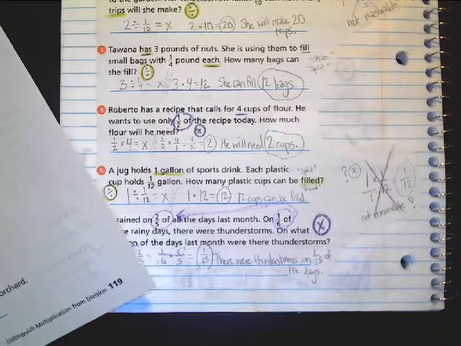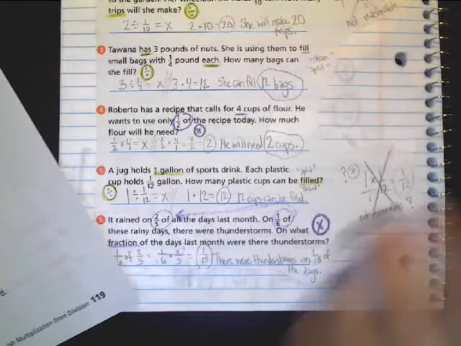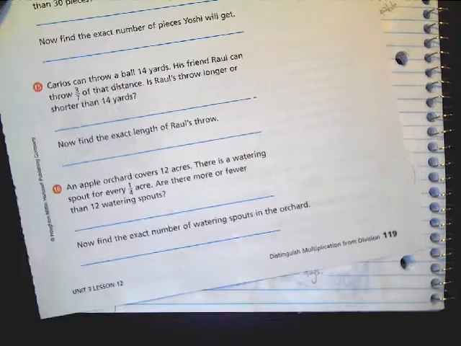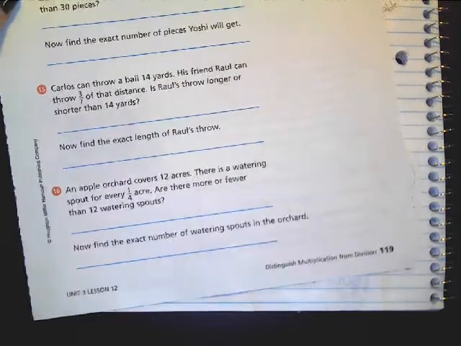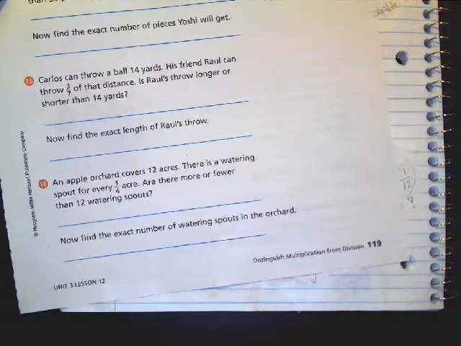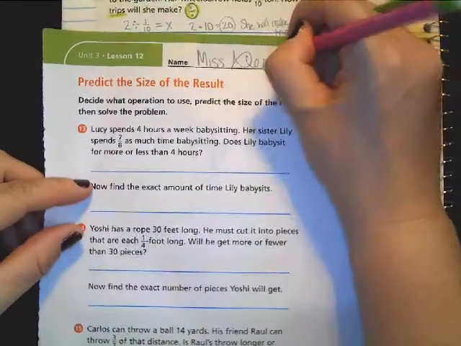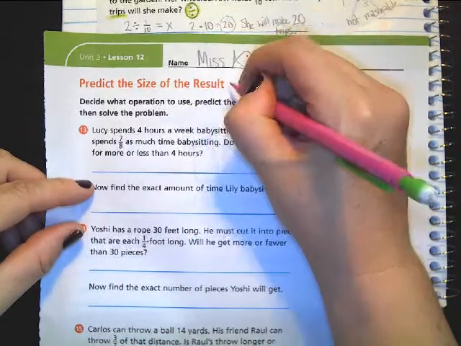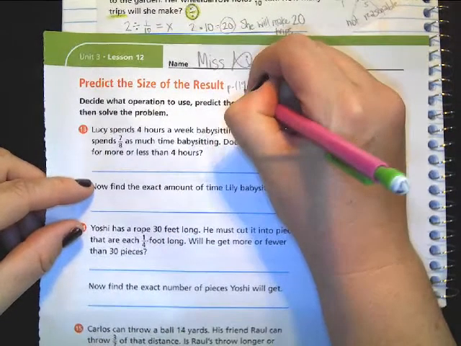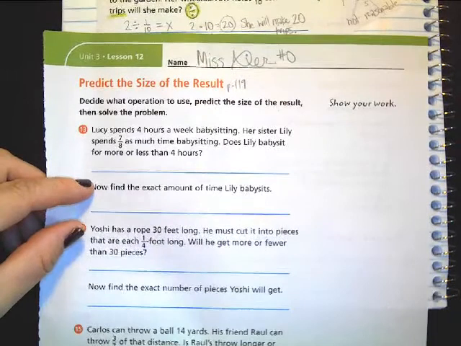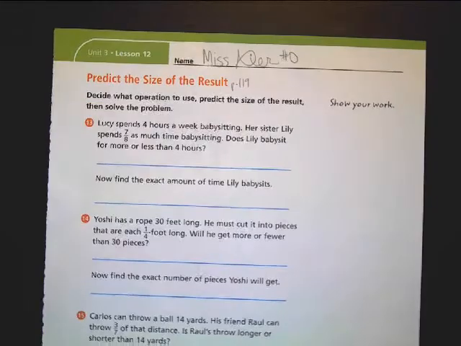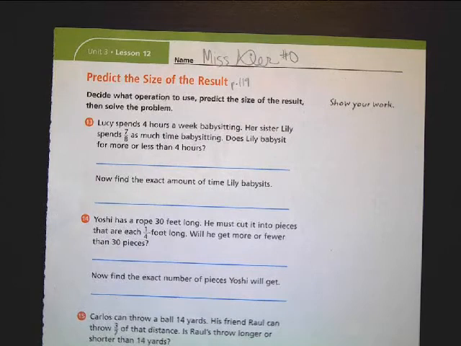Welcome back. After you've gotten this glued into your journal, I actually want you to get back in your workbook and turn to page 119 and rip it out. We are actually going to be turning in this page, so you definitely need to make sure that your name and number get on the top. It says, predict the size of the result. The page number is 119. So please pull that out, pause the video until you get it. I'm going to move my journal out of the way, and now we're going to solve some of these problems.